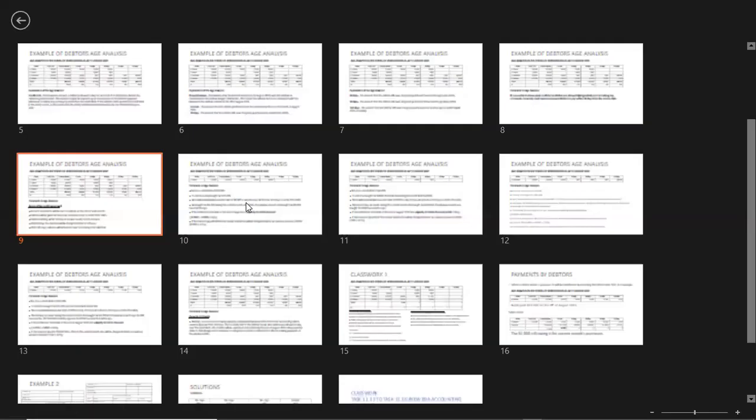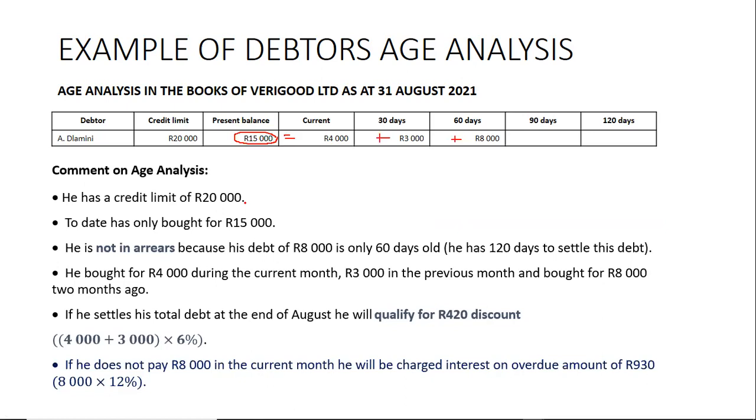All right. Now, when we calculate the discount, you simply take the current month's purchases plus, I don't want to say purchases, the credit sales we made to Lamini 30 days ago, which is 3,000. Add those two amounts and multiply the total by 6% to calculate the 420, which is the discount.